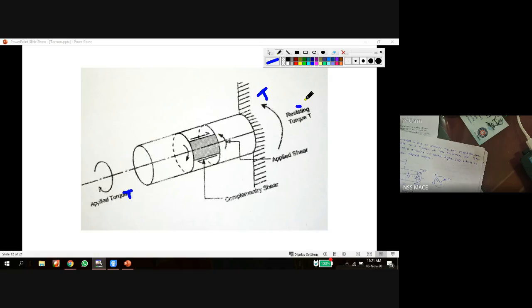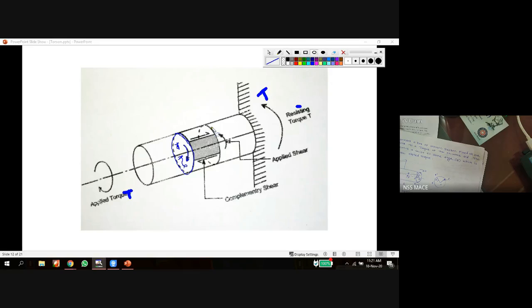Both are same. Okay, so here I am taking a cross section. This is the cross section. I cut this body into two based on this cross section. In this cross section, a torque will be developed. Sorry, not torque. A shear stress is developed. Torque or shear force is developed.